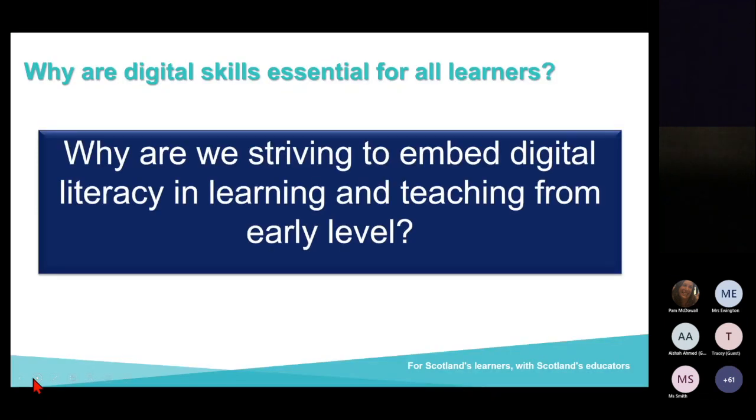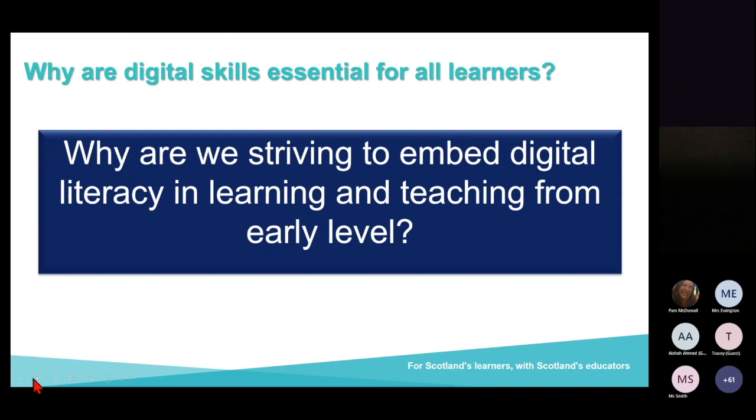Now, I definitely want to see some of you adding to the chat facility with this question, because this is what we're going to move on to speak about. Why are we striving to embed digital literacy in learning and teaching from an early level? And again, that's really building on the presentations, both from Jenny on using GLOW and also from George on cyber resilience and internet safety. So I just want to pause just for a minute, ask ourselves these questions. Why is it a national priority? And why are these digital skills essential for all our learners?